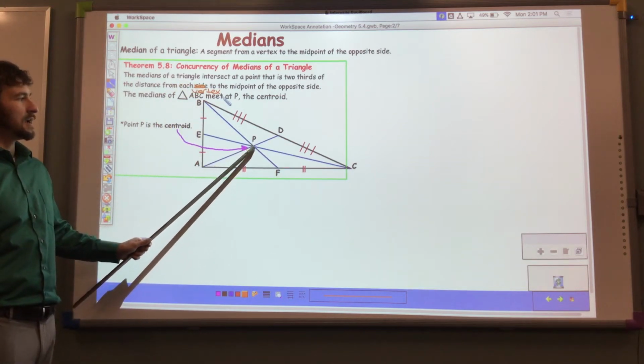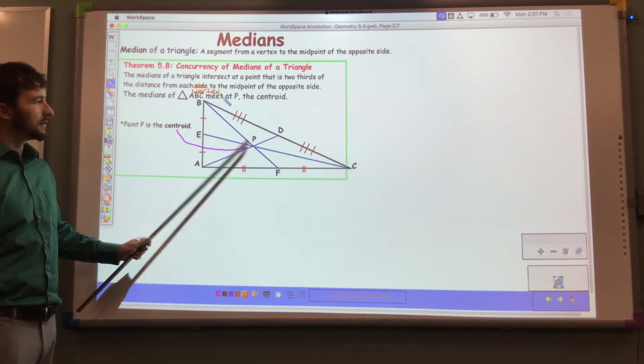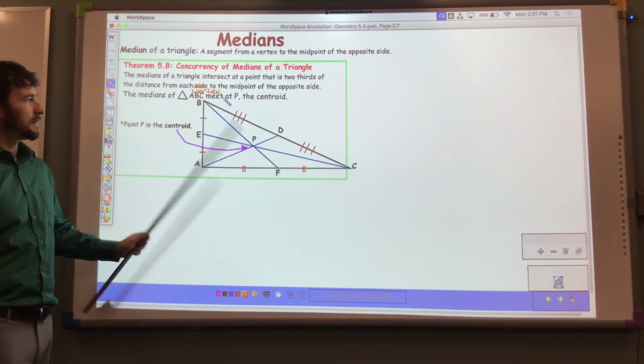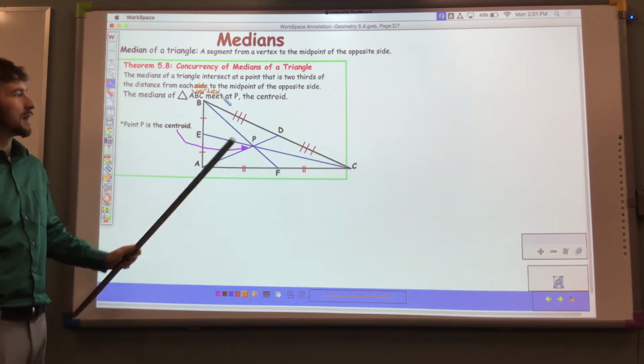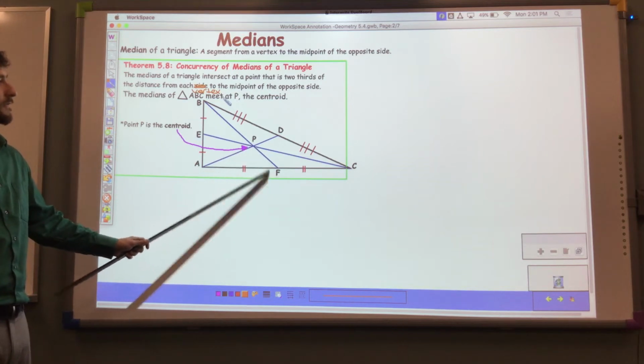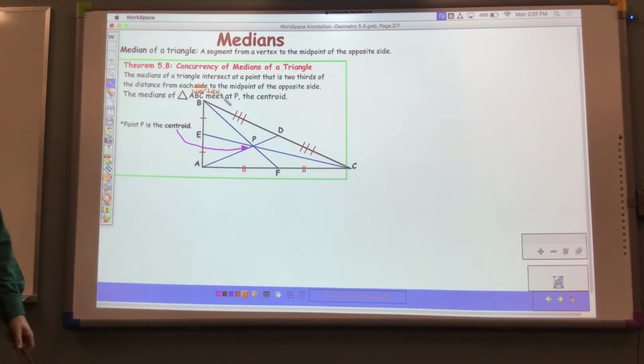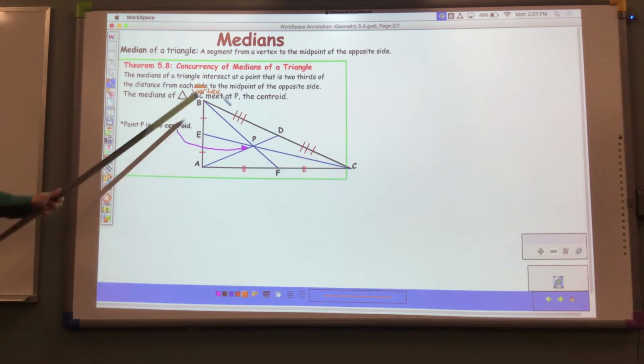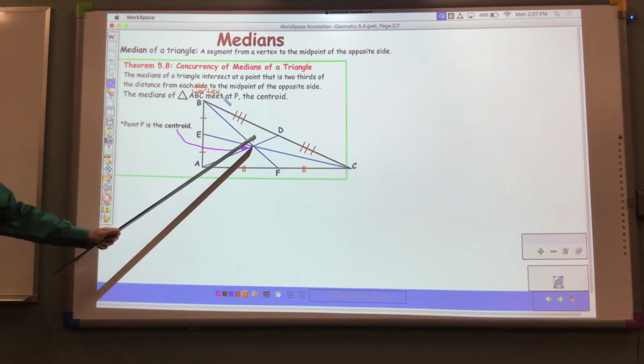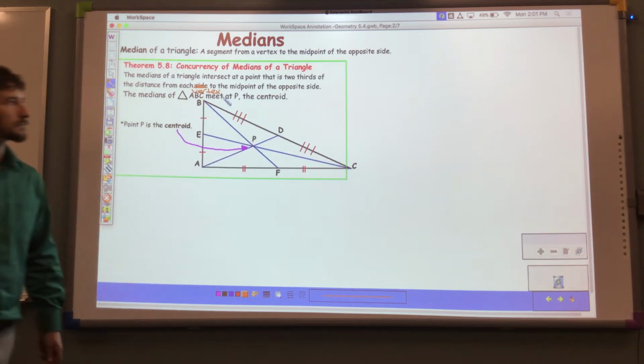So point P is 2/3 of the way. If you're going from B to F, B to P is 2/3, which would mean PF is 1/3 of that segment. Okay, so the key is 2/3 from the vertex to your centroid.